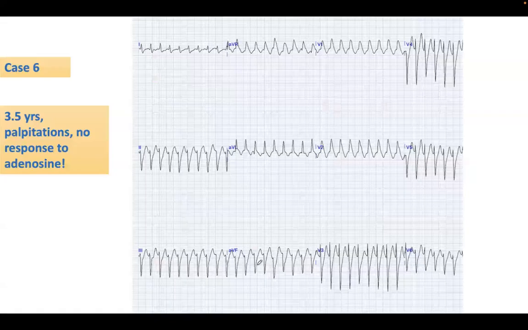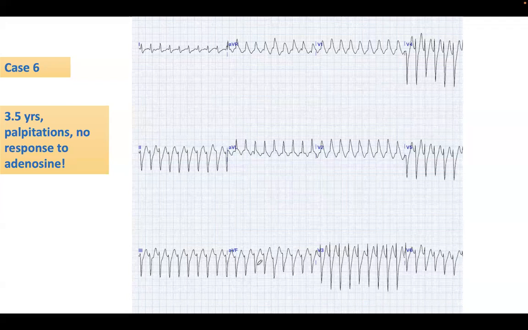Okay, we're running late. Case 6, 3.5 years old, palpitations. This is a definite no adenosine response. Good technique, documentation of no response. How do you describe that ECG, by the way?